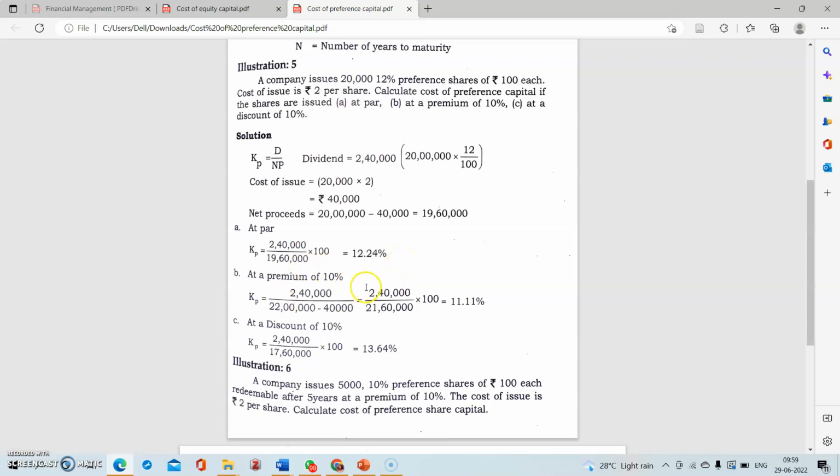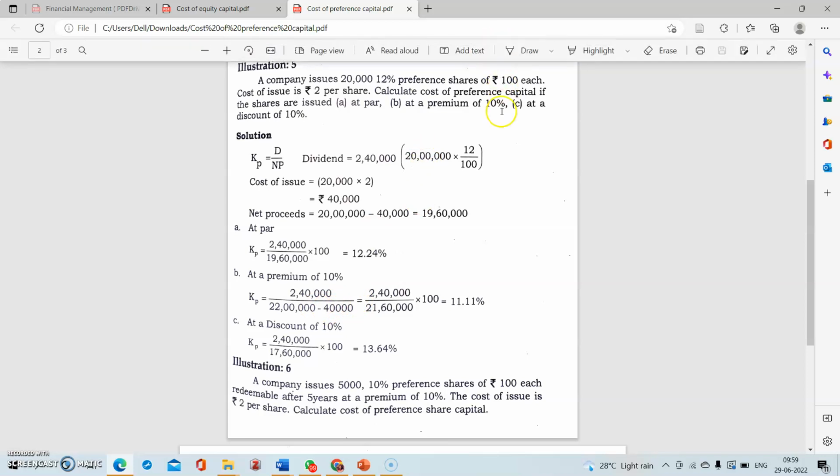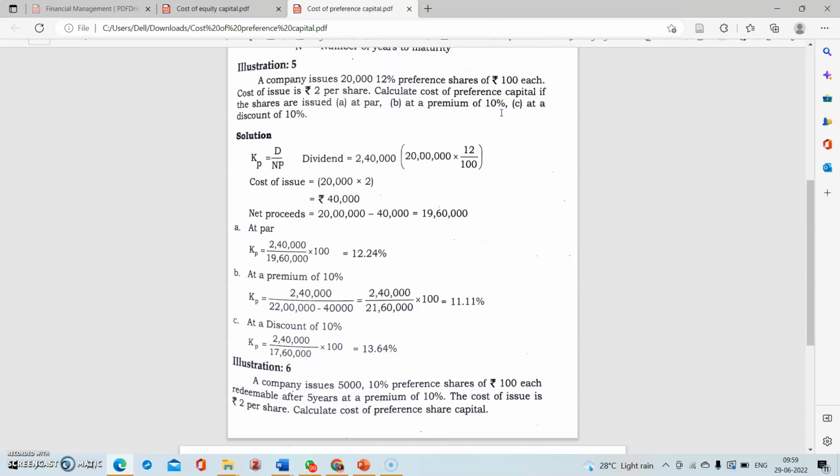And if it is at a premium of 10%, the dividend is again the same. You calculate 20 lakhs into 110%, or separately calculate 20 lakhs into 10% and add it together with 20 lakhs. So you will get 22 lakhs. But from that also you will lose the cost of issue, which is the same 40,000, that is 2 per share. So dividend 2,40,000 divided by 21,60,000 into 100.